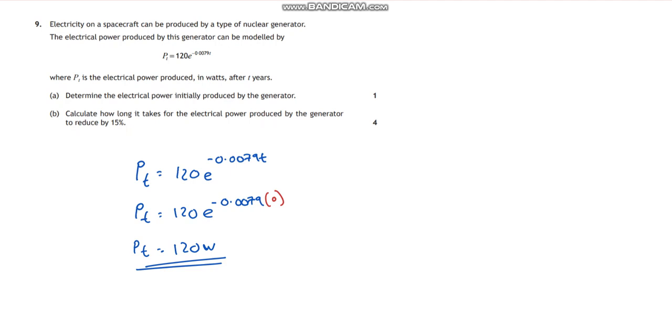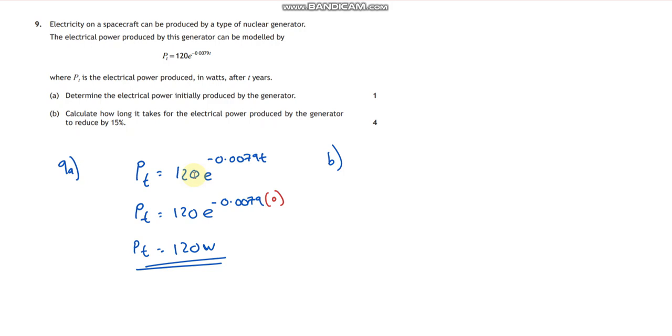So you don't have to do all that if you don't want to. You could just give the answer, so says the marking scheme. But I just thought I would show you why that is. If you start doing a lot of these examples, you start to realise it's just this number in front of the e that is my initial amount.